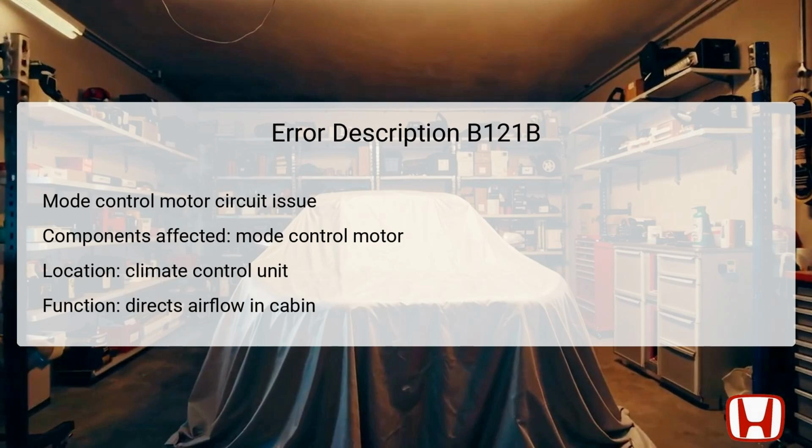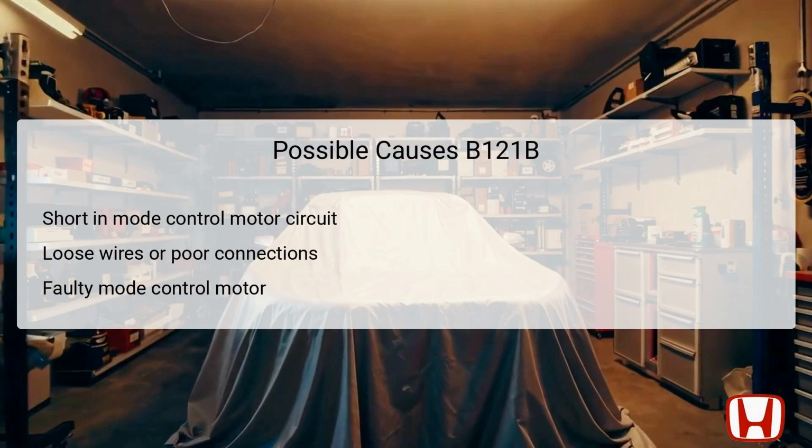When this circuit encounters a short, it can lead to scenarios where the climate control system does not operate as designed, impacting overall vehicle comfort significantly. Several potential causes can lead to the DTC B121B being activated. One common issue is a short circuit within the mode control motor circuit. This can occur due to damaged wiring or insulation breakdown, which could allow for unintentional electrical contact.